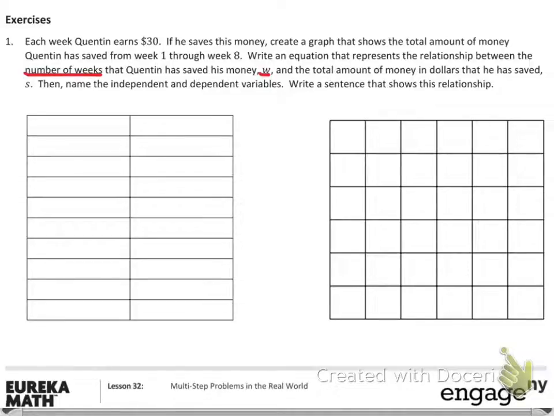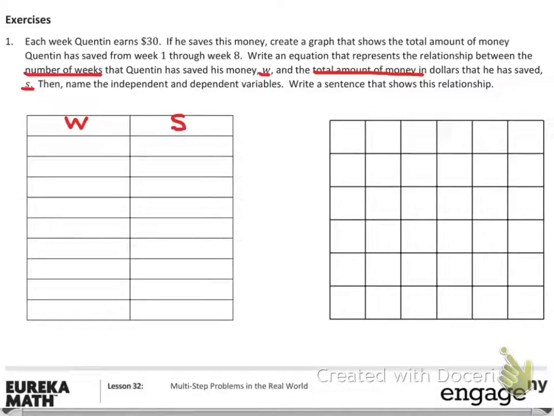The other one is the total amount of money that he has saved, and that's going to be S. So does he get to choose the total amount of money he saved? Well, kind of, but doesn't the amount of money that he has saved depend on how long he's been saving? I think it does. Does the number of weeks that he saves determine how much money he has? Yeah, I think it does. So W is going to be our independent variable, and that's going to go in the first column. S is the dependent variable, and that's going to go in the second column.